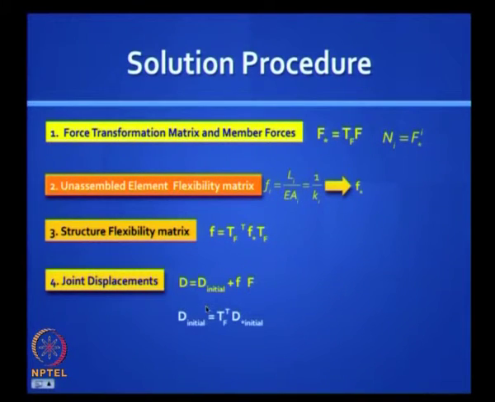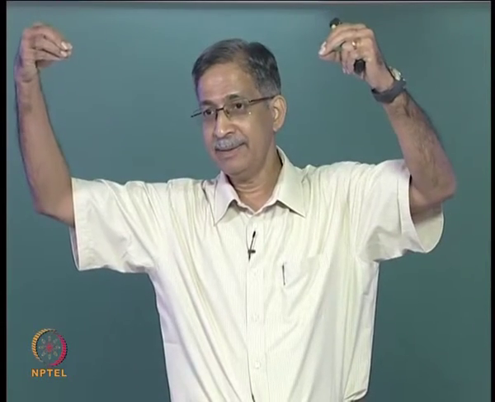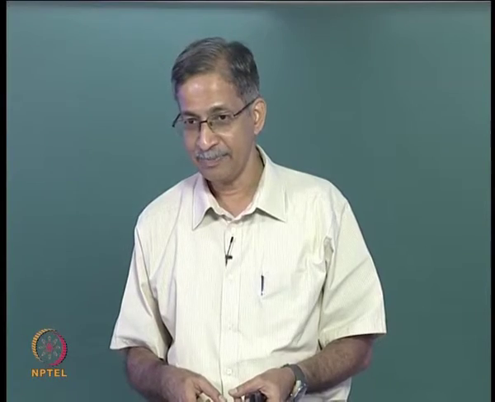So the initial joint displacements you can get from the contragradient principle. If the initial lack of fit is represented by D star initial at the element level, the effect that you get at the structure level is given by TF transpose. That is compatibility. That is the beauty of the compatibility relationship. Is it clear? So it is a very beautiful thing.